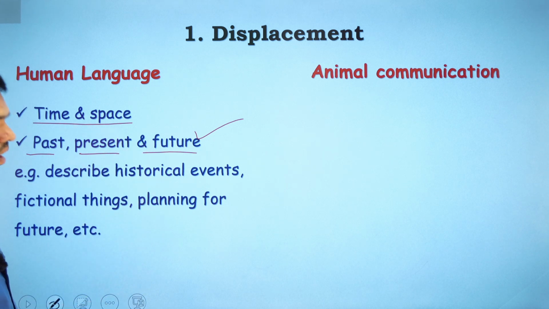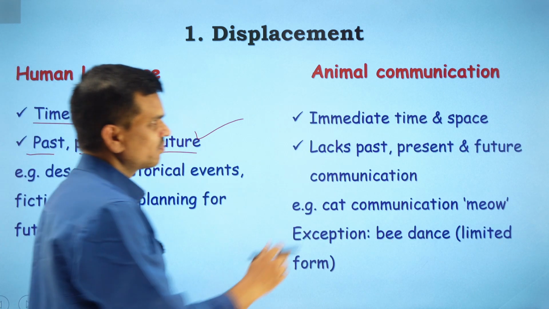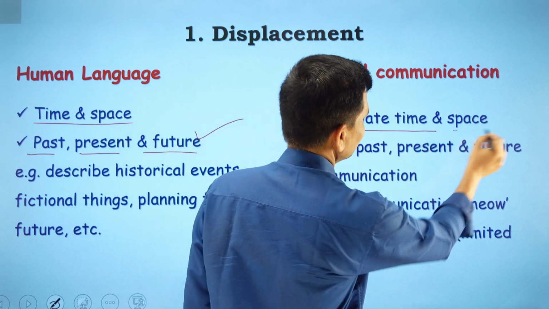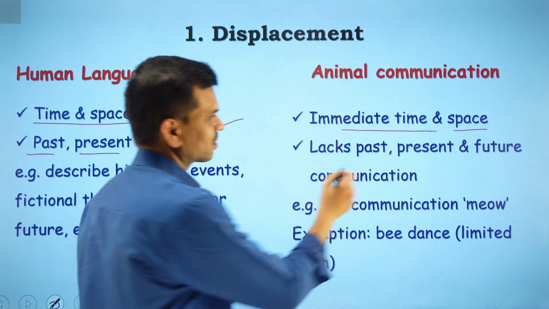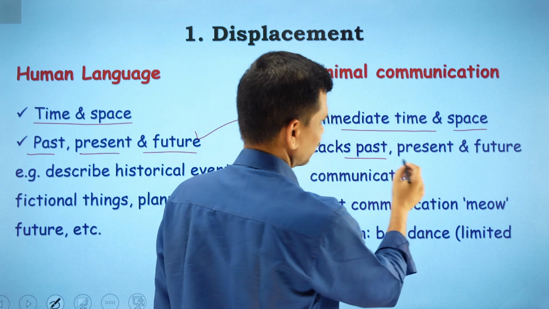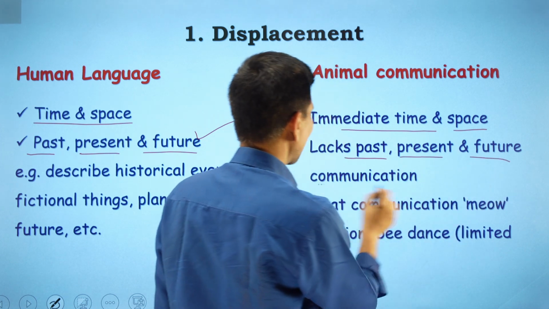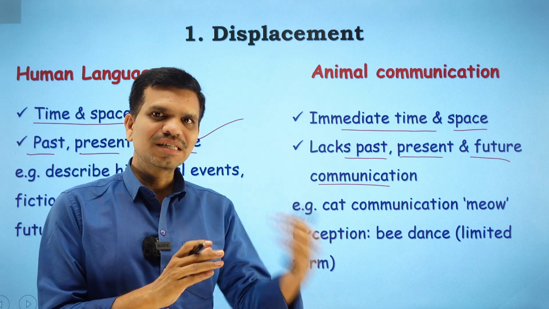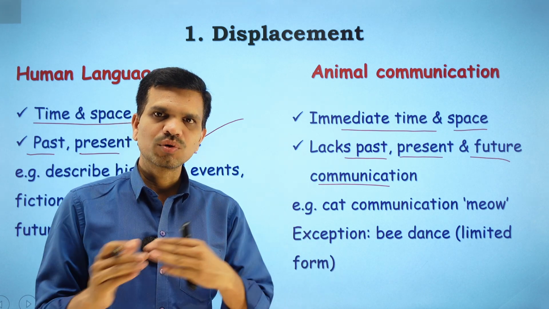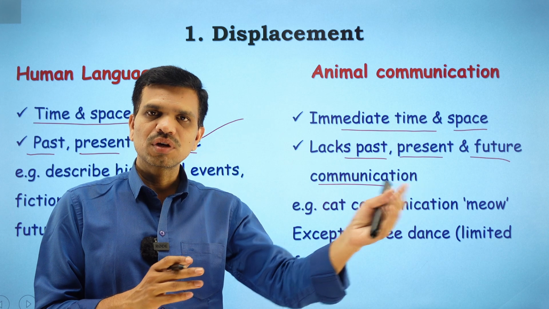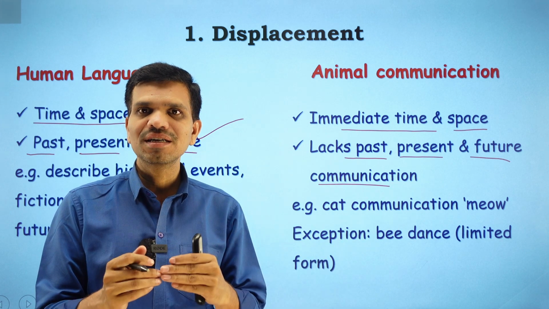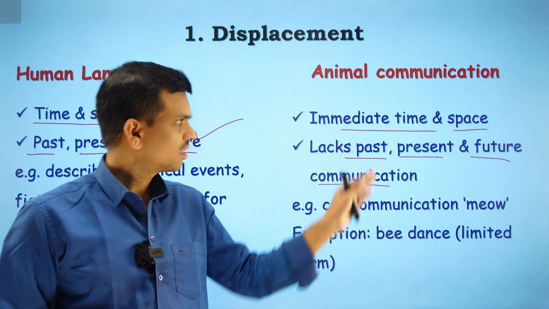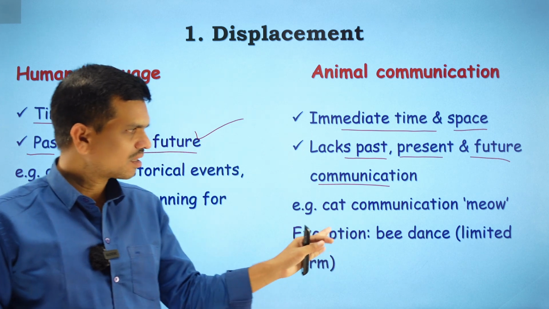But if you look at animal language, you can find that there is immediate time and space, and it lacks these qualities: past, present or future. Animal communication cannot signal what happened in the past or what will happen in the future, but it can talk about the immediate past or immediate present. Here we have an example.